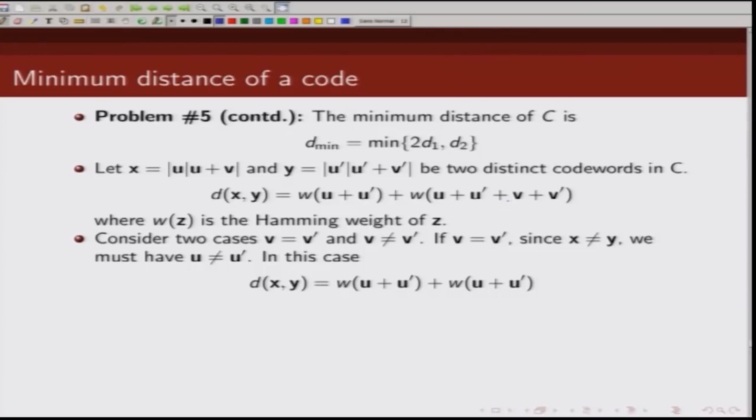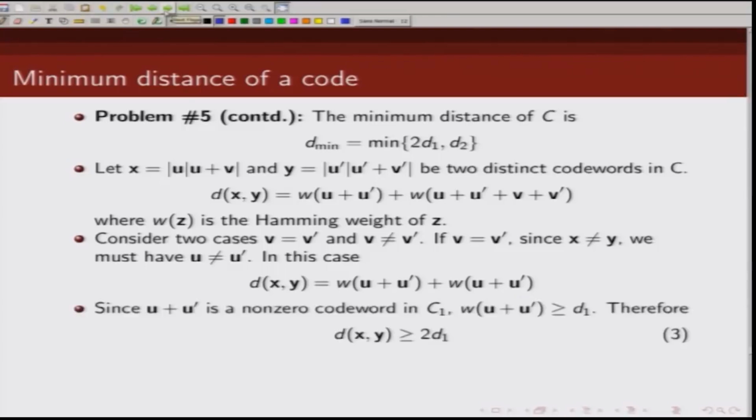So, in this case, when v is the same as v prime, we can write the Hamming distance between x and y as the Hamming weight of u plus u prime plus the Hamming weight of u plus u prime. And since, what is u plus u prime?